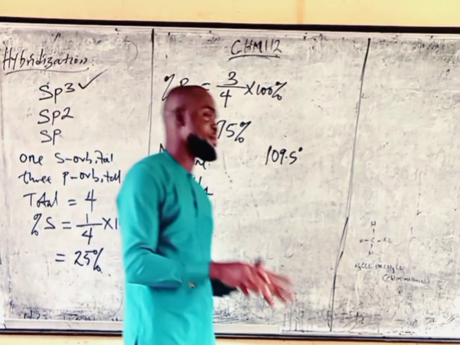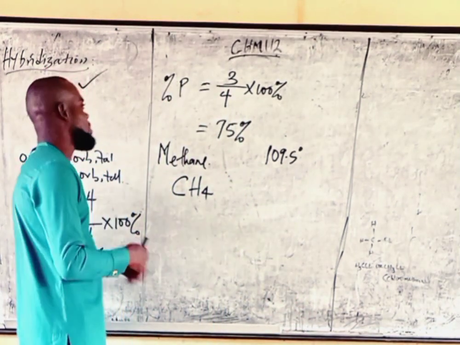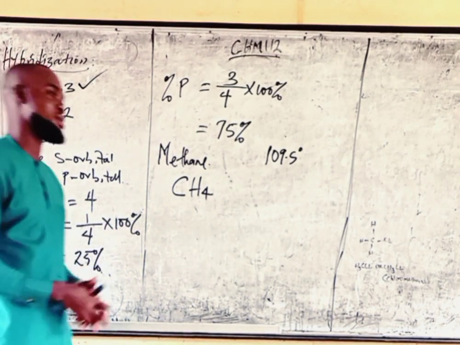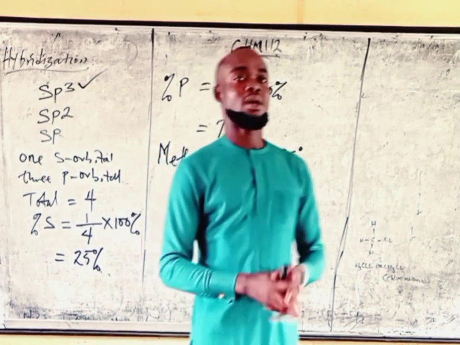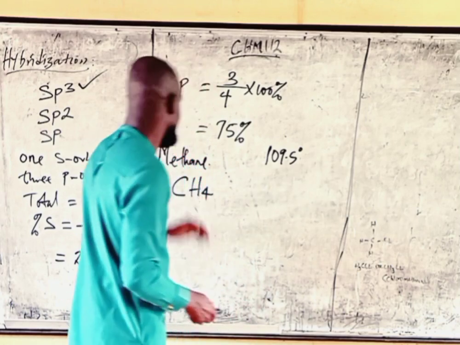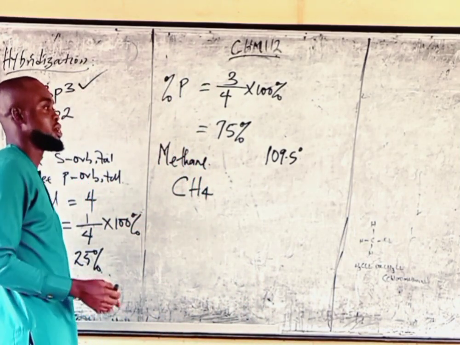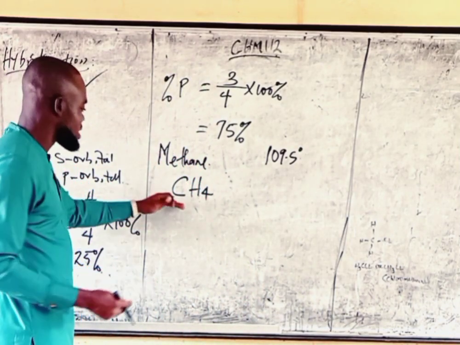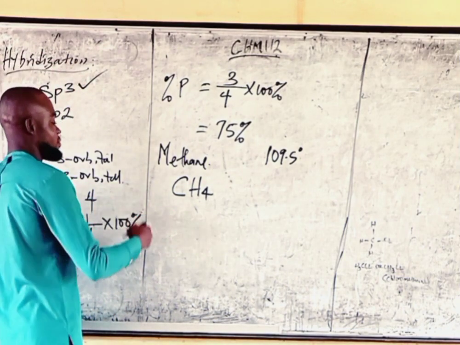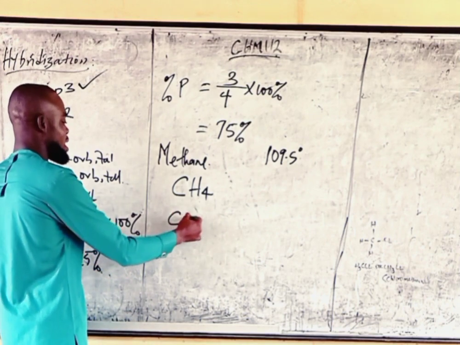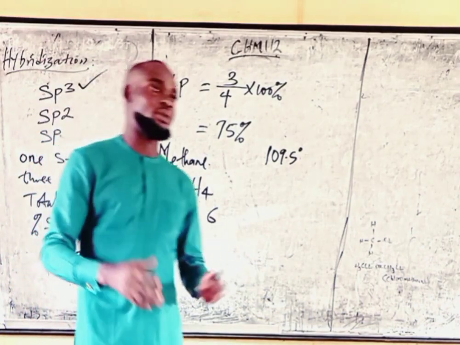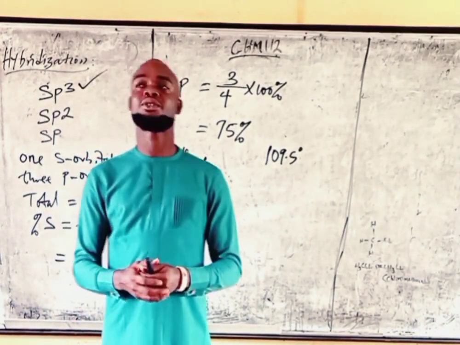Then the shape of molecules that are sp³ hybridized is tetrahedral. Let's show how this hybridization actually works. So let's see what we have. The carbon at ground state has 6 electrons in total.